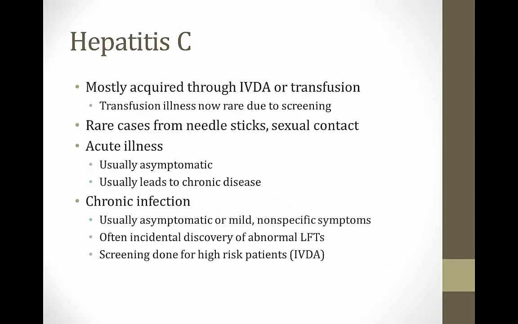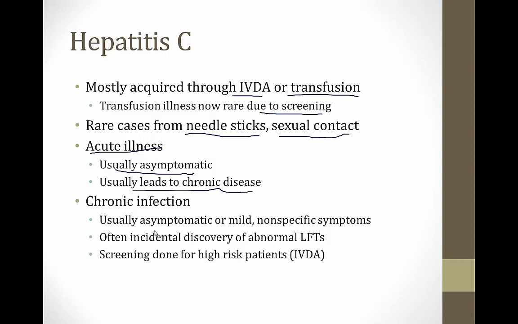Most people who acquire hepatitis C acquire it through IV drug abuse if they share dirty needles, or from a blood transfusion. And blood transfusion infections are very rare now because blood is screened for presence of the hepatitis C virus. There are also rare cases that have been reported from needle sticks by hospital workers or even some from sexual contact. Acute infection with hepatitis C is usually asymptomatic, and most people, as I said before, progress to develop chronic disease, and the disease is not diagnosed until it is picked up in the chronic phase.